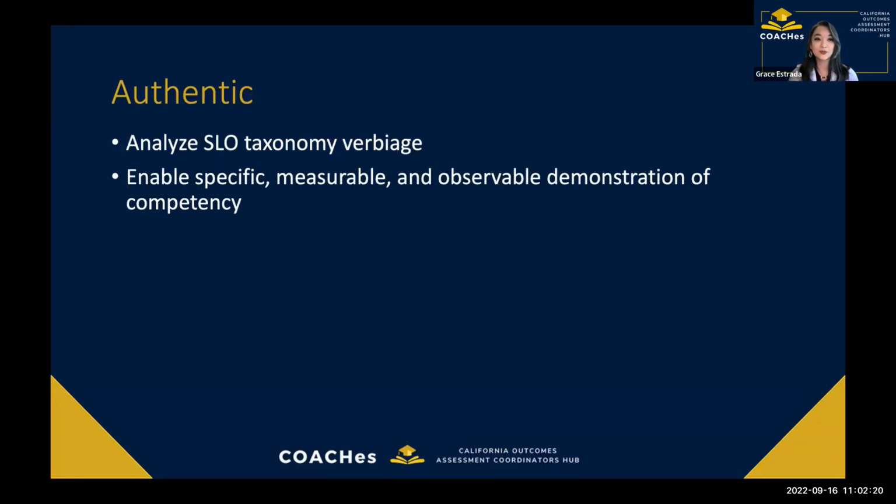Also, Bethany had talked about this too, and Alicia, the specific, measurable, observable demonstration of the competency. It's really interesting as a psychologist, when I saw the word understand, that is something where they have to do certain specific actions to demonstrate that they understand, but the understanding itself has to be inferred. So that's one kind of beef I have with Bloom's taxonomy.